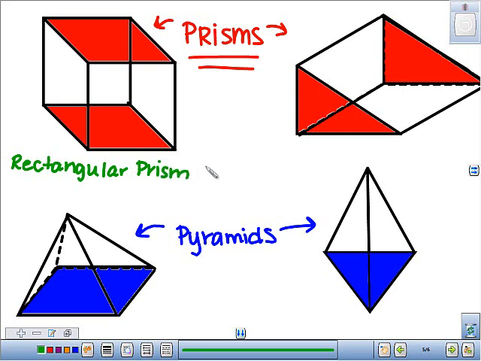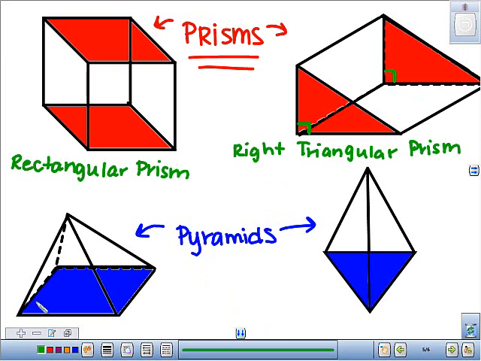The one on the right, the 2 bases that are congruent and parallel are triangles. So this would be a triangular prism. And if you were to be told that these are right angles, which they are, but they weren't marked, if they were marked, or you were told in the instructions that they were right, you would say this is a right triangular prism.